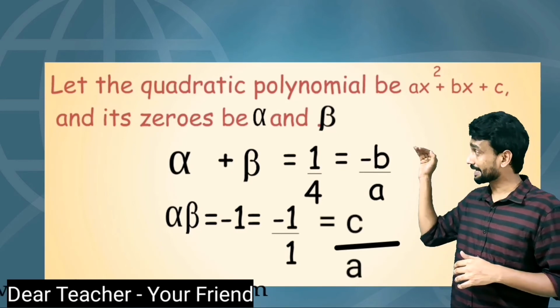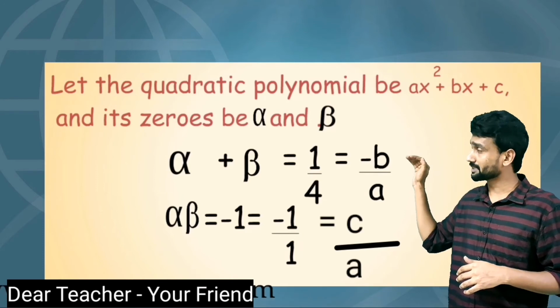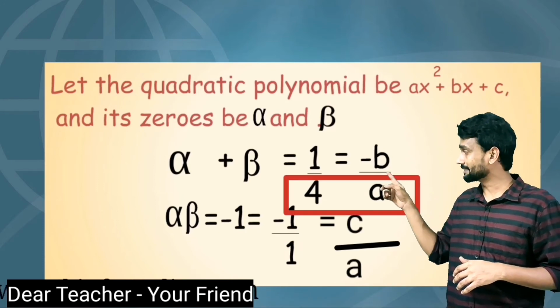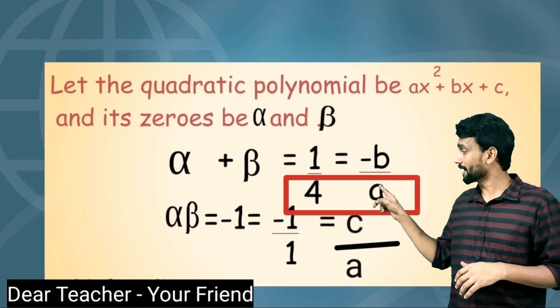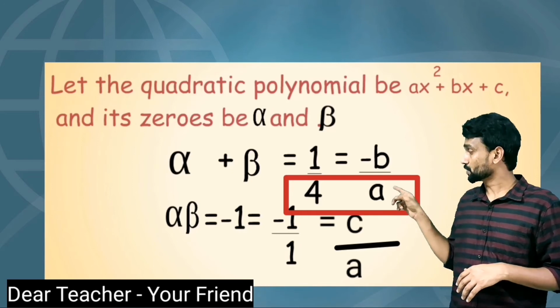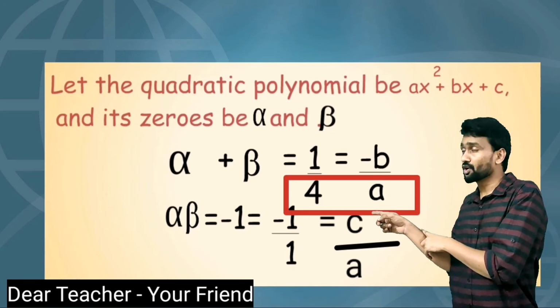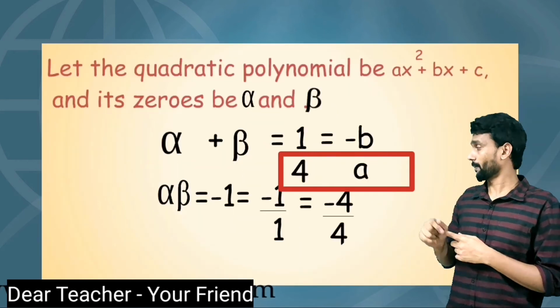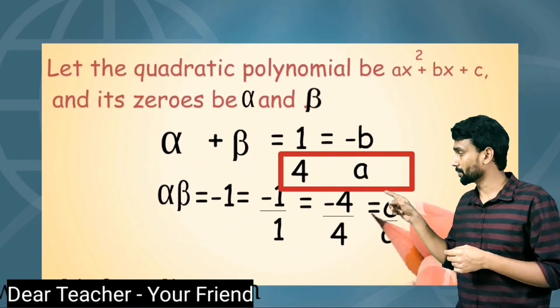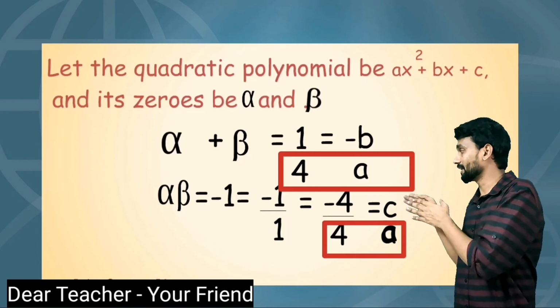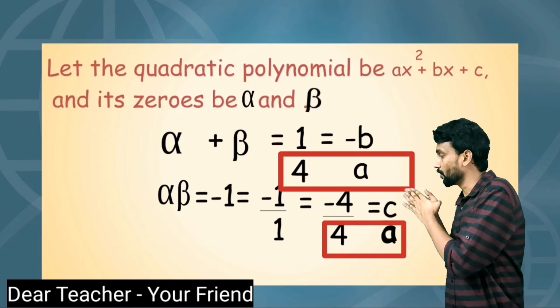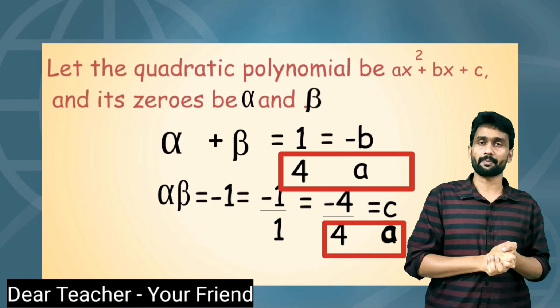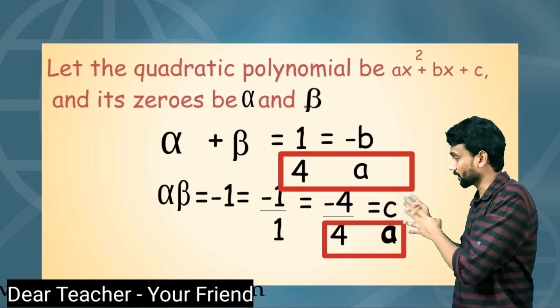In the first equation you can see 1 by 4 equal to minus b by a. So a equal to 4. In the second equation you can see minus 1 by 1 equal to c by a. So here we want to change the denominator to 4, because we already know a equal to 4. So now I am going to multiply both numerator and denominator by 4. The result will be minus 4 by 4 equal to c by a.